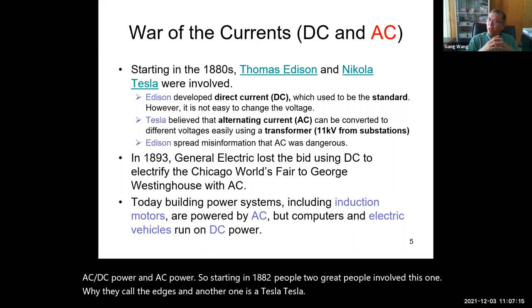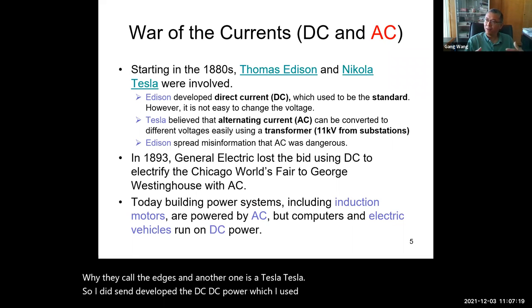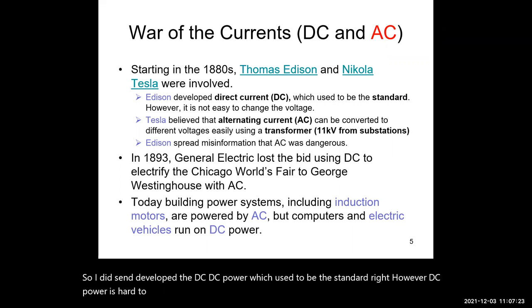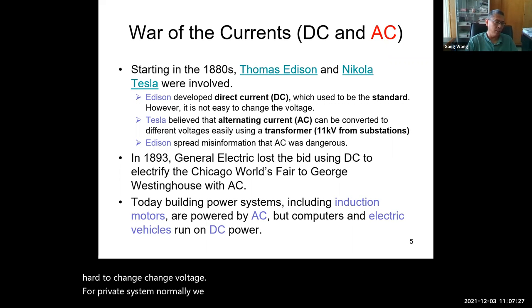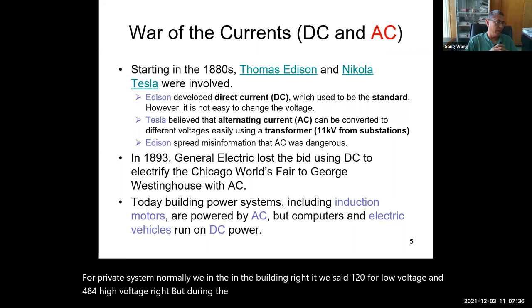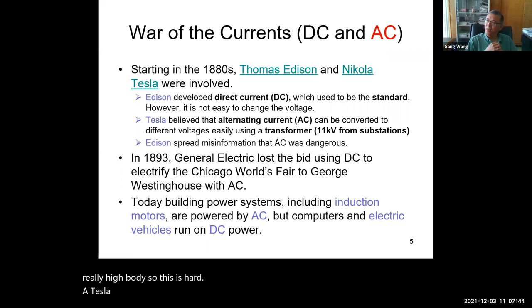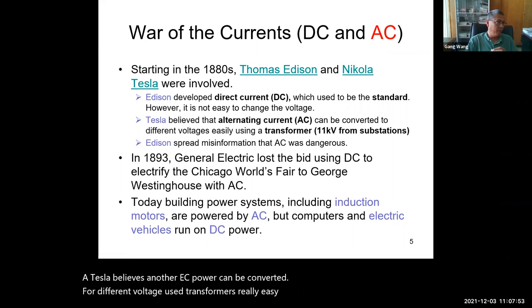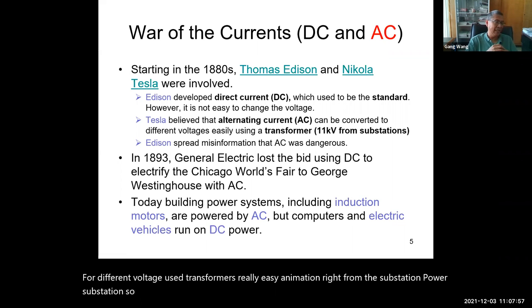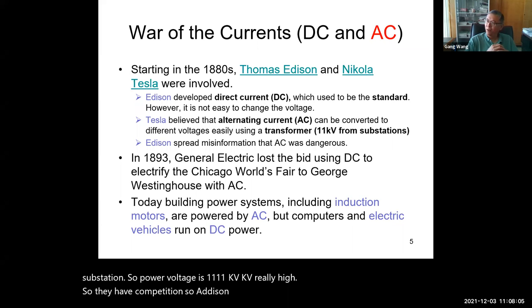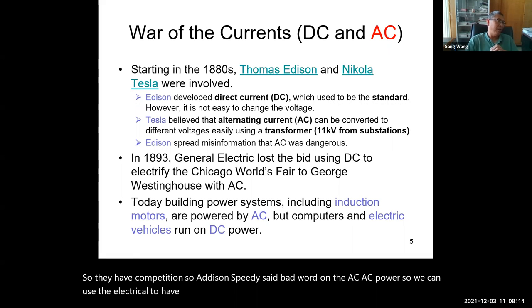Edison developed DC power, which used to be the standard. However, with DC power it is hard to change the voltage. In a building power system, normally we use 120 for low voltage and 480 for high voltage. But during transmission, the voltage can increase to 10 kV, which is really high, so DC is hard. Tesla believed that AC power can be converted to different voltages using a transformer, which is really easy. As I mentioned, from the power substation the voltage is 11 kV, really high. So they had a competition, and Edison said really bad things about AC power. He said we can use electricity for death penalties, like the electric chair, really dangerous electricity.